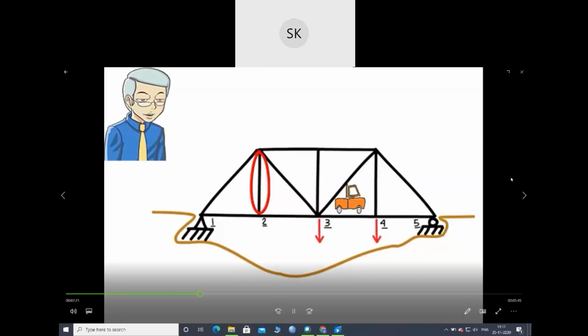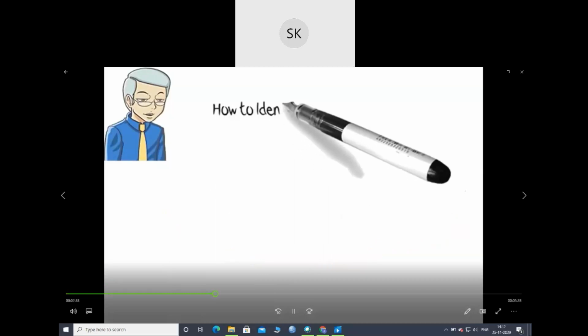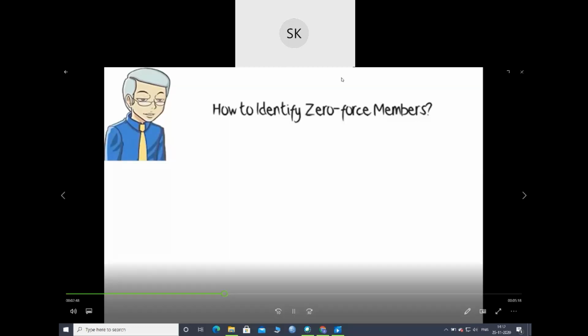The ability to identify zero force members in trusses is important for two reasons. One, it speeds up the overall analysis of the truss. Two, it helps developing a better understanding of how internal forces are distributed in a structure. How do we identify zero force members in a truss? There are 3 basic rules for identifying zero force members without resorting to any calculations.